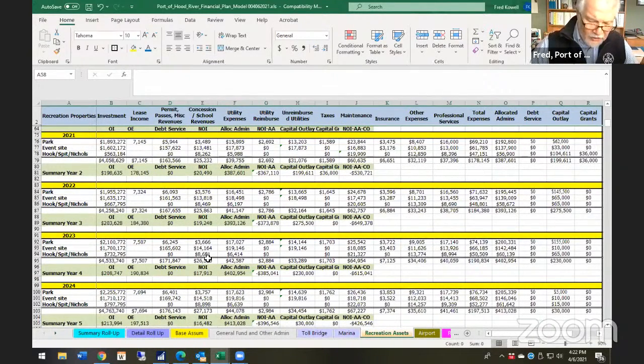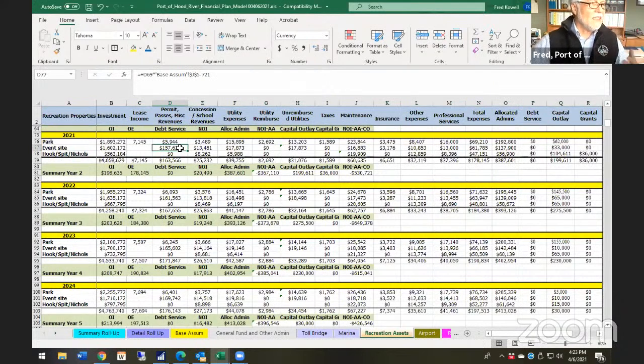What we call recreation is Marina Park, the event site, and Hook, Spit, and Nichols. They have different cost centers or asset centers within our financial system, but they're looked upon on the forecast as one, just to cut down on some time and because of the materiality of the three put together. But that's recreation, and we have our investment, we have our lease revenue. There are some lease revenues. The big piece coming out of recreation is parking.